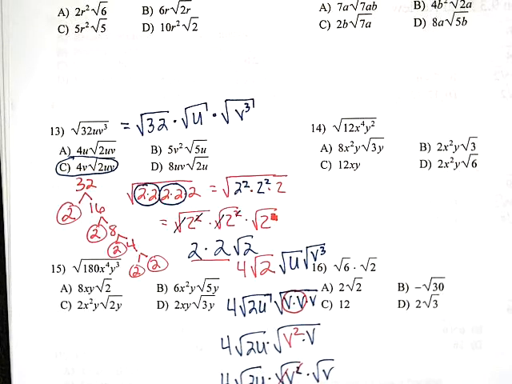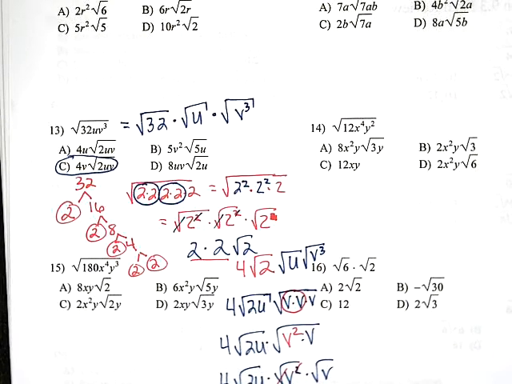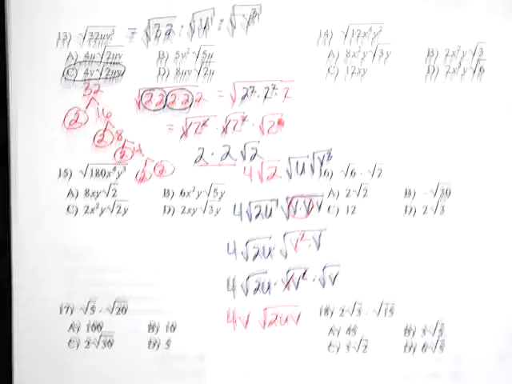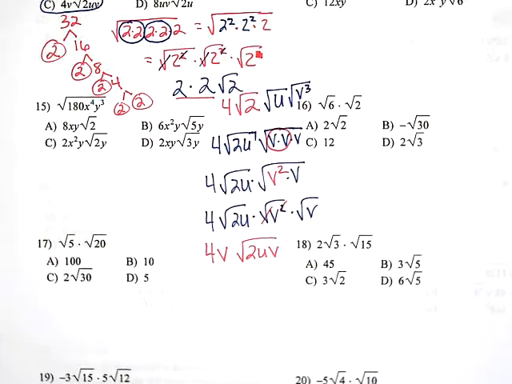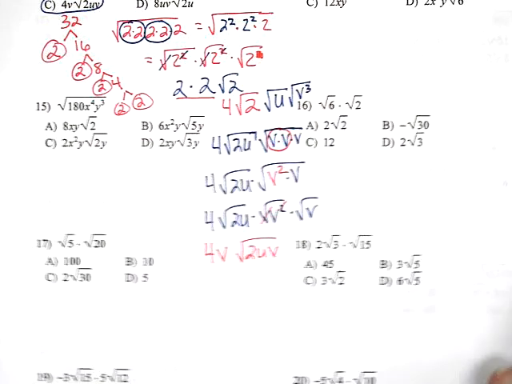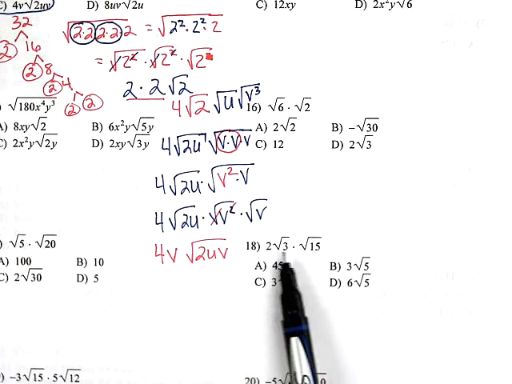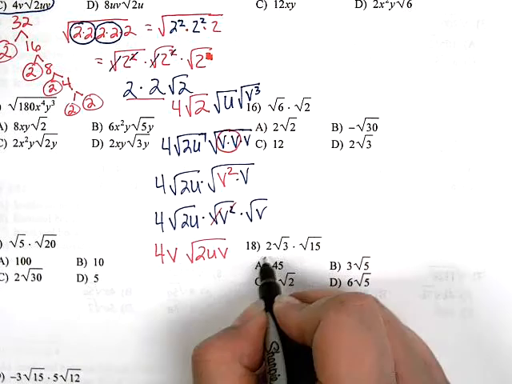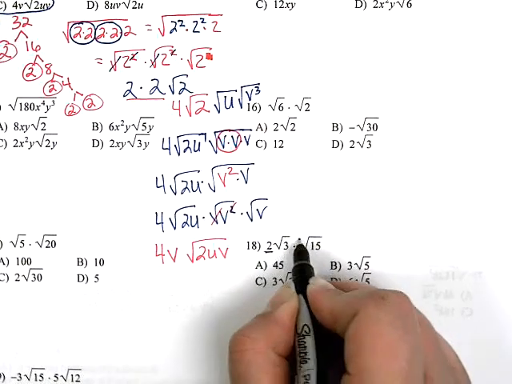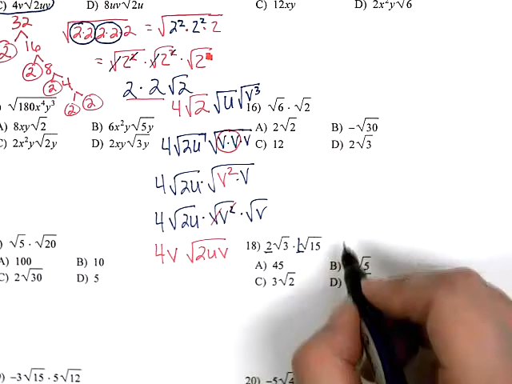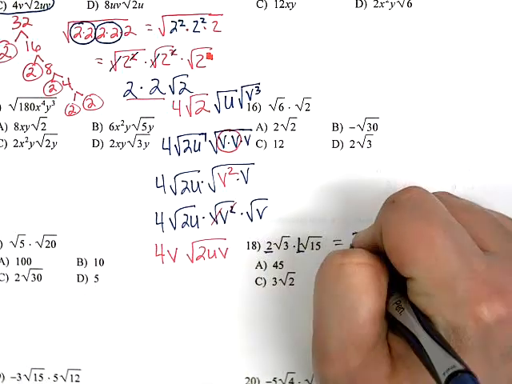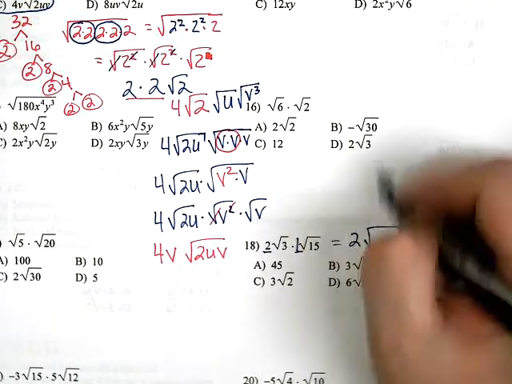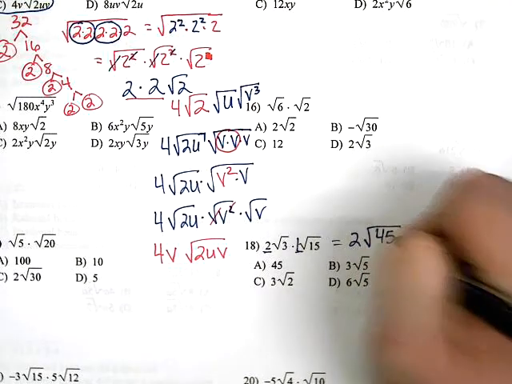Number 14 would be very similar. So would number 12 and number 15. Let's take a look really quick at one like number 18. For number 18, we're multiplying radicals. The very first thing I would do is multiply anything that's on the outside. Technically there's an invisible 1 in front of there. So on the outside I have a 2. And then on the inside I'm doing 3 times 15, so I get 45.